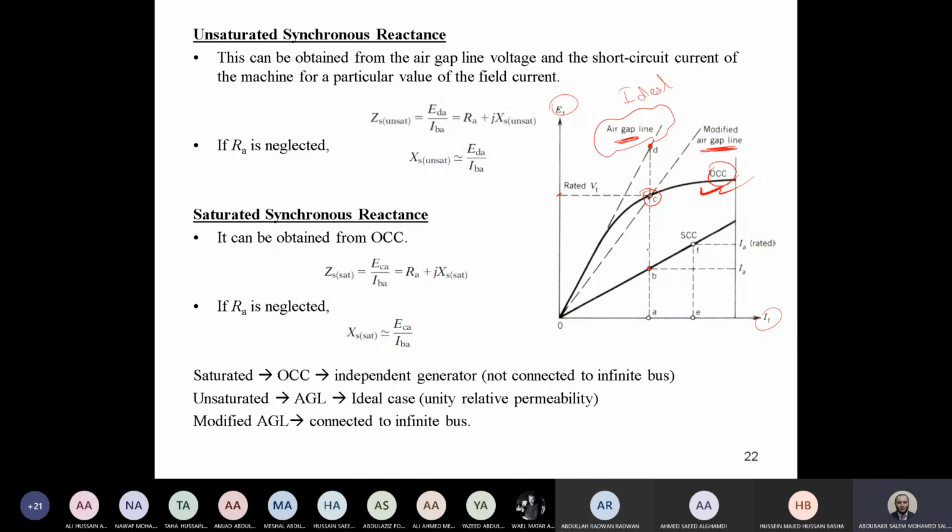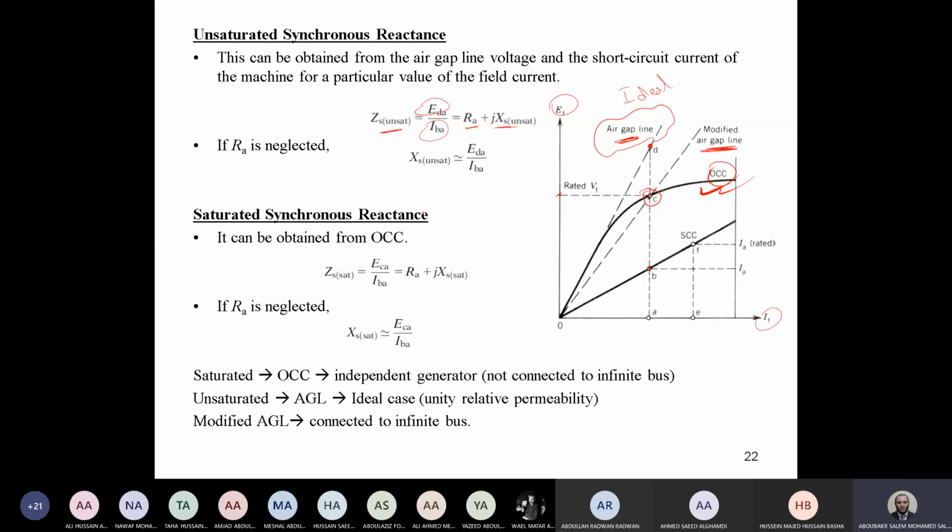So for now, we can say that the voltage AD, between A and D, over the current AB equals Z unsaturated. So as you can see here, the relation Z unsaturated equals EDA over IBA. It will give you the impedance of the machine, which is RA plus jXS unsaturated. And the resistance is very small in large synchronous machines, so we can neglect it.